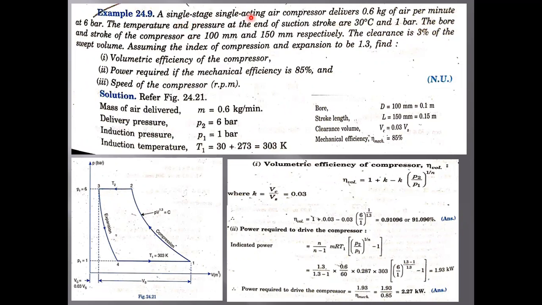A single stage, single acting air compressor delivers 0.6 kg of air per minute at 6 bar. The temperature and pressure at the end of suction stroke are 30 degrees centigrade and 1 bar. That means he has given the temperature as well as pressure at the suction stroke, that means during intake. So this is the intake temperature and intake pressure. The bore and stroke of the compressor are 100 mm and 150 mm.